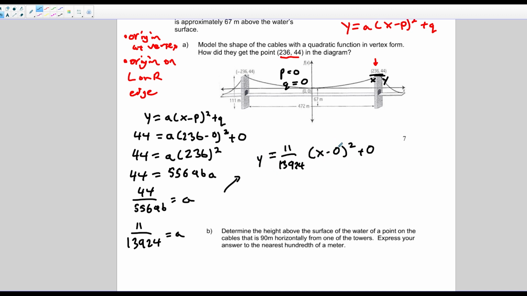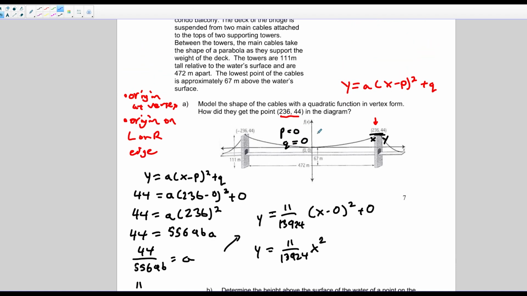It tells us that our vertex is at 0, 0. If you'd like, we can go ahead and actually simplify this to 11 over 13,924 X squared. Now to answer the rest of the question, how do they get this point 236, 44 in the diagram? So we're going to take a look at some of the original information that they gave us.